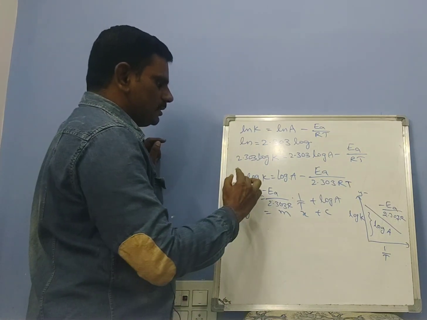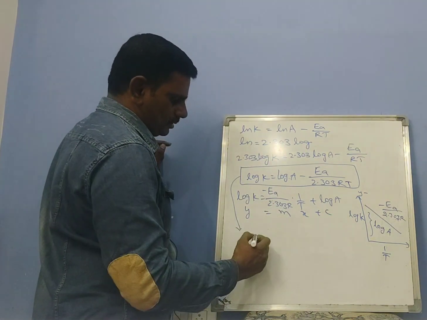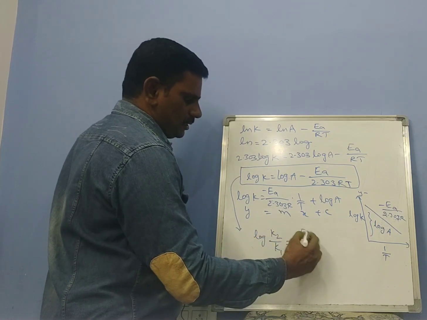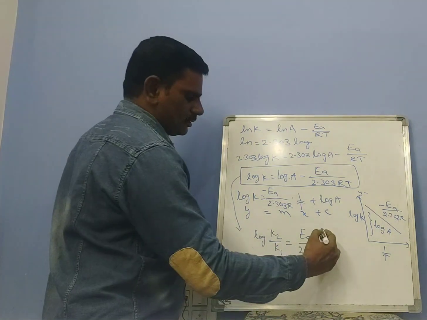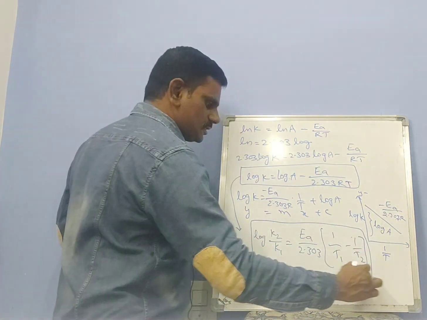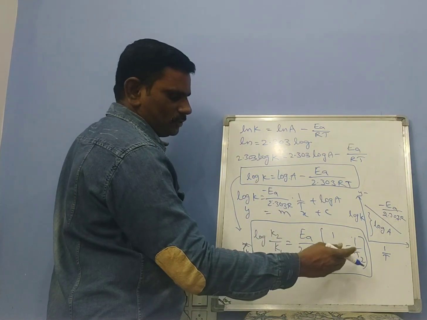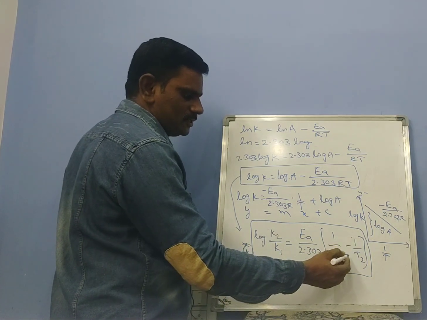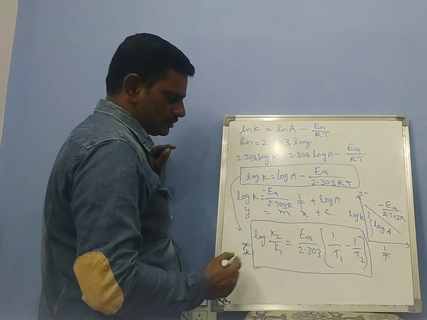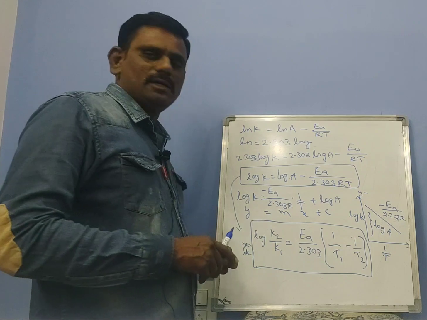Okay. So from this equation we can derive this one. Log k2 by k1 equals Ea by 2.303 R into (1 by T1 minus 1 by T2). We can derive. So the derivation is not needed for us. So you have to remember this form. And if you write in LCM form also, T1 T2 in the denominator, T2 minus T1 in the numerator. So this is another form of Arrhenius equation. Sometimes the problems come using this formula.